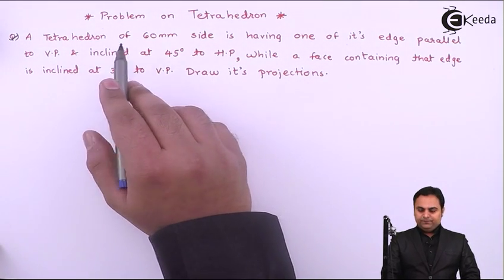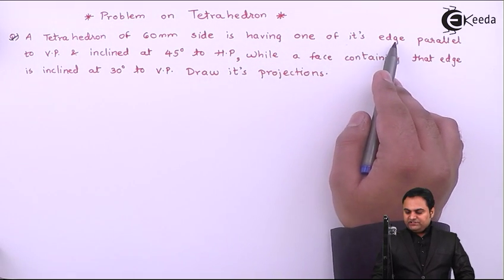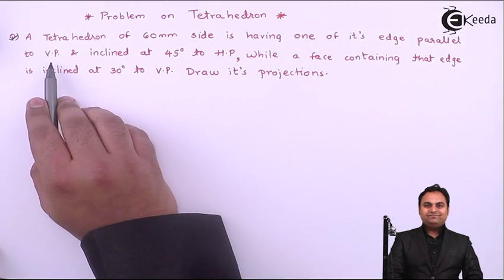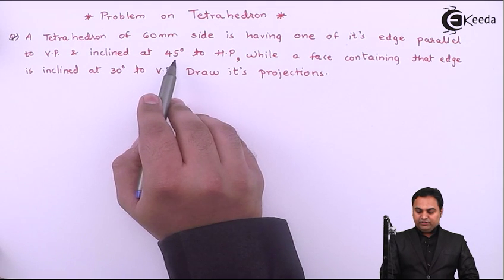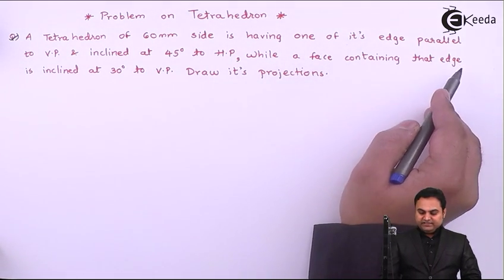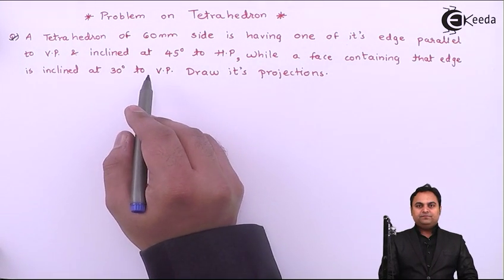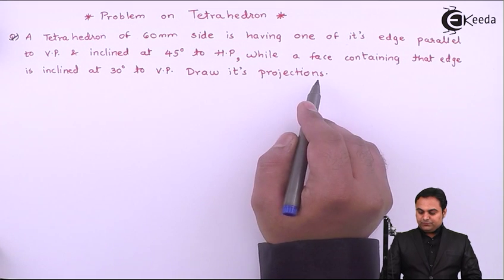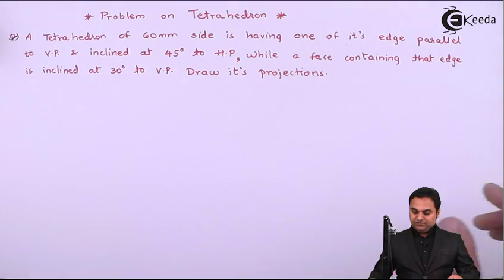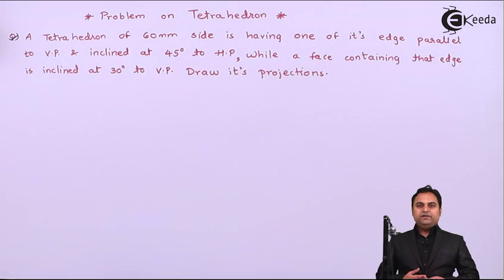A tetrahedron of 60 side is having one of its edge parallel to VP and inclined at 45 degree to HP, while a face containing that edge is inclined at 30 degree to VP. Draw its projections. So this is the question. Whatever the conditions are there in this question, I'll explain it.